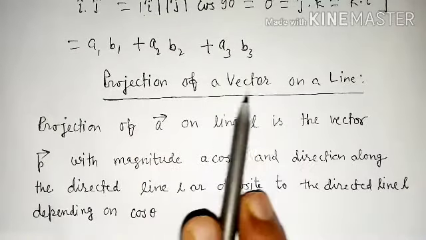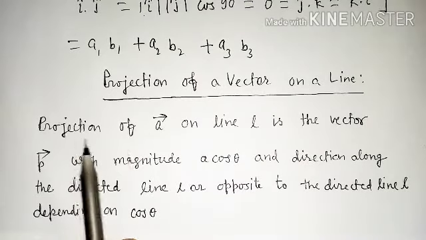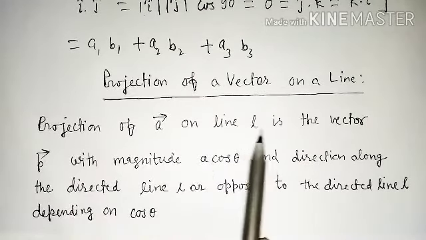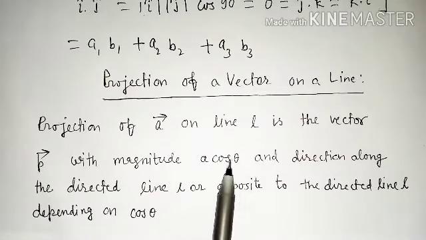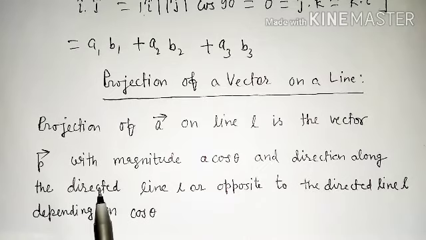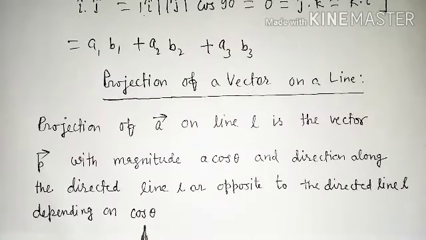Projection of a vector on a line. Projection of a vector A on line L is the vector P with magnitude a cos theta and direction along the directed line L or opposite to the directed line L depending on how cos theta varies.